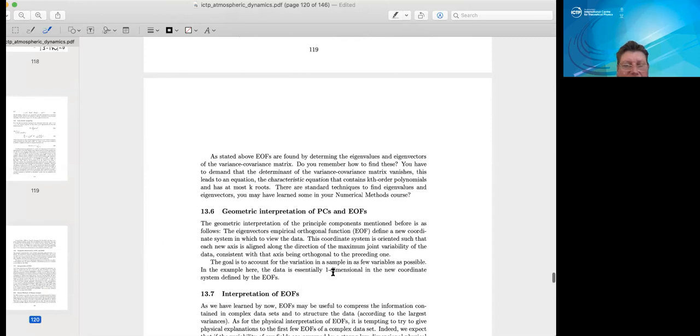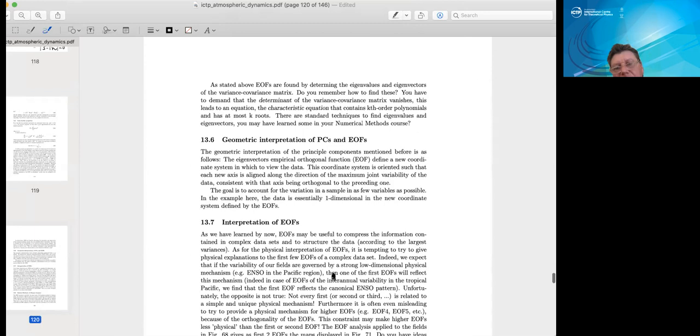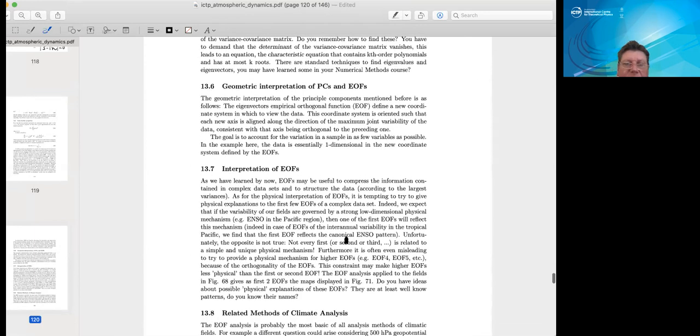Okay, so the geometric interpretation of EOFs we have already discussed. So what is the interpretation of EOFs then? Our hope is really that if there is a strong low-dimensional physical mechanism, such as ENSO, which we have discussed already in the Pacific. ENSO is a very large-scale phenomenon that influences the whole Pacific.